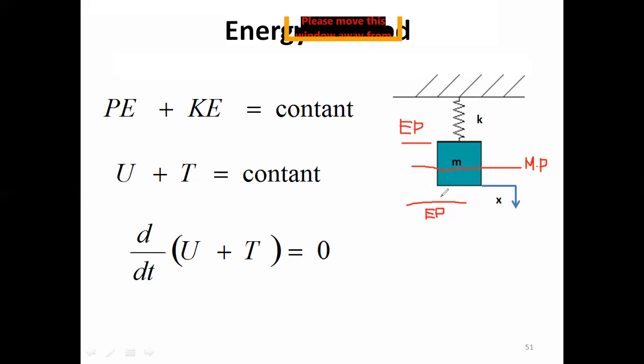Here, when it reaches here and it stops, what would be its velocity? Its velocity would be zero here. So what would be its kinetic energy? Kinetic energy would be zero at the extreme position. But as it starts moving back towards the mean position, its velocity would increase. Its kinetic energy would increase. And as it reaches here, it would have maximum velocity. It would have maximum kinetic energy.